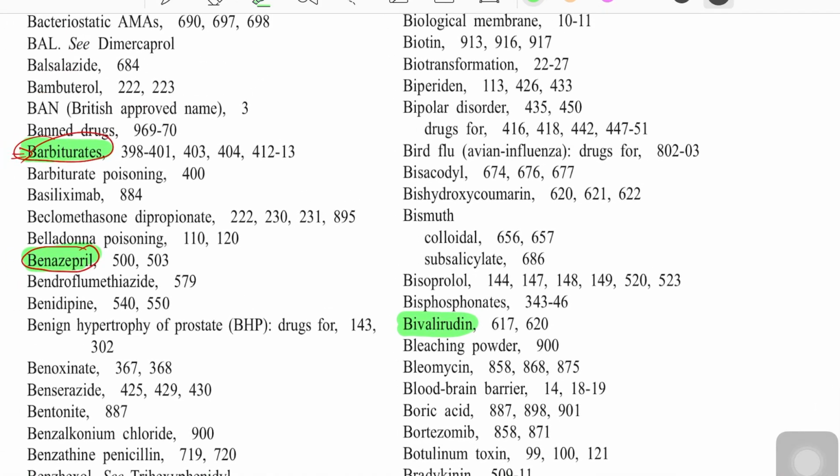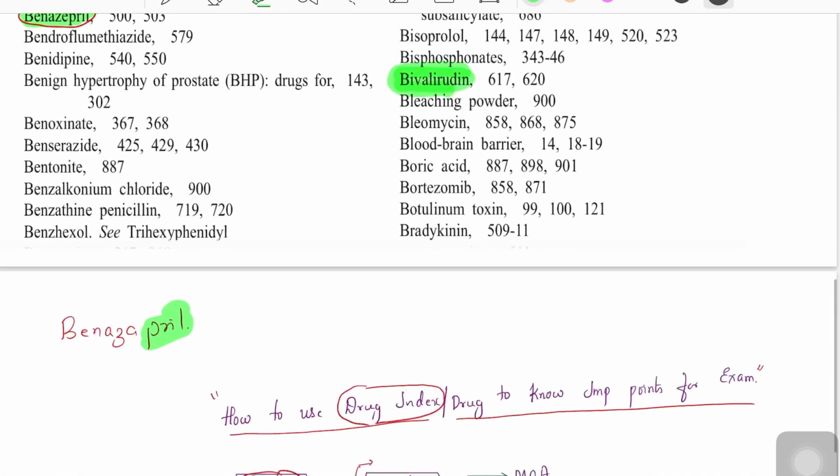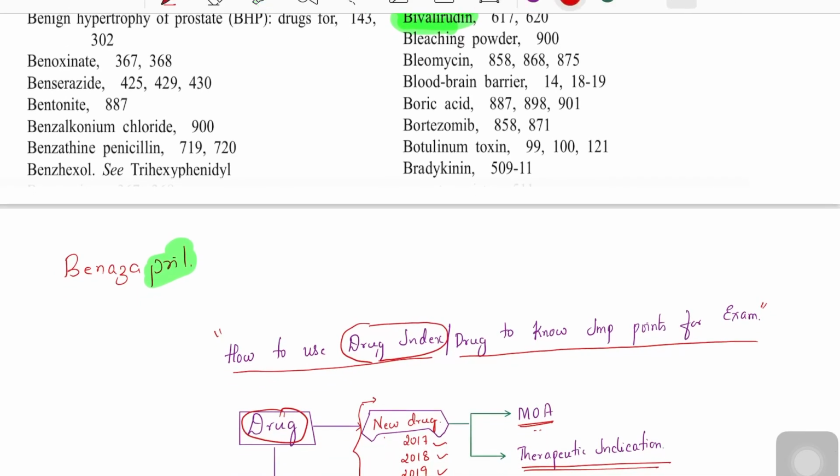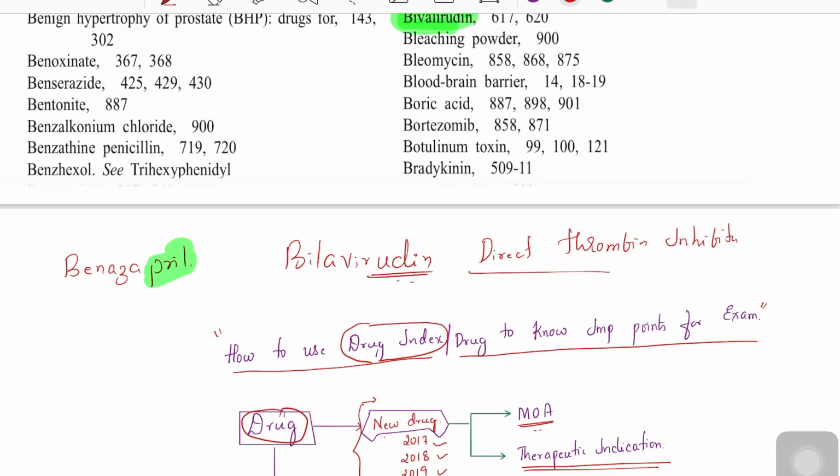Now coming to bivalirudin. Bivalirudin, let me write that name. Remember, any drug ending with rudin will usually be a direct thrombin inhibitor. Right? So the most important thing you need to remember about this is the mechanism of action.